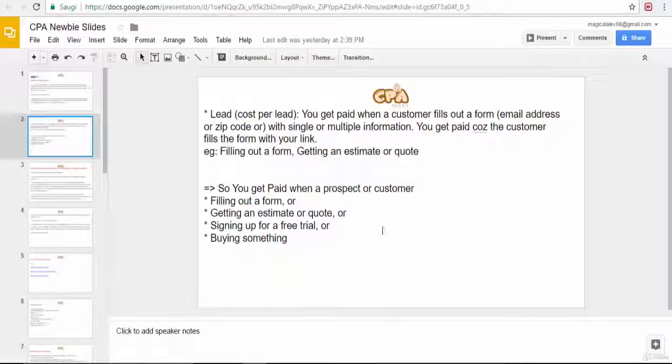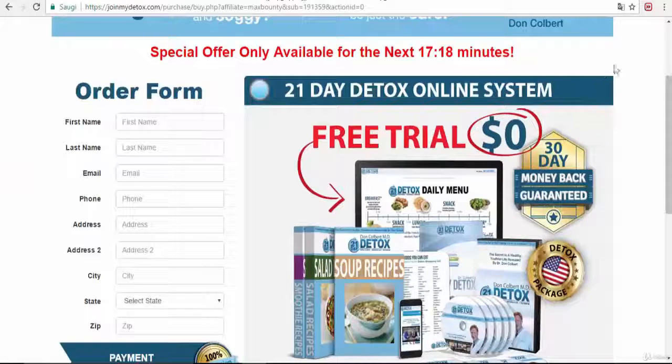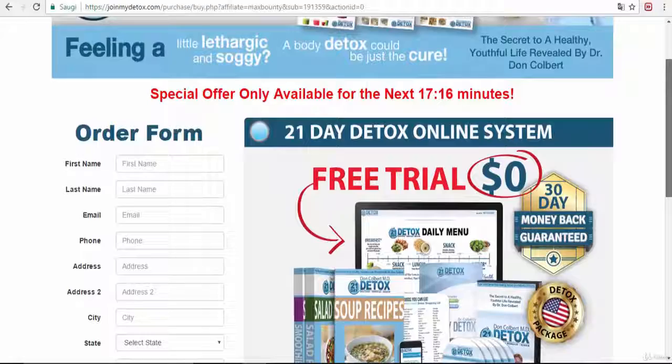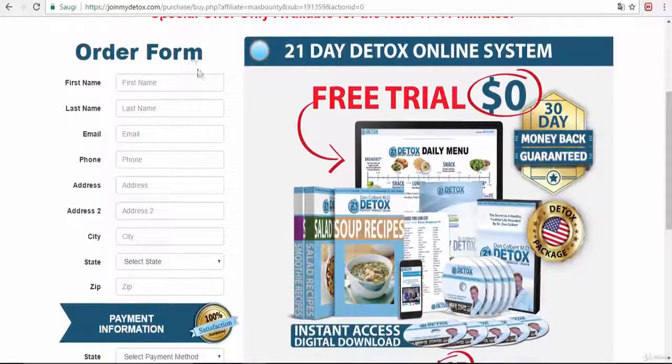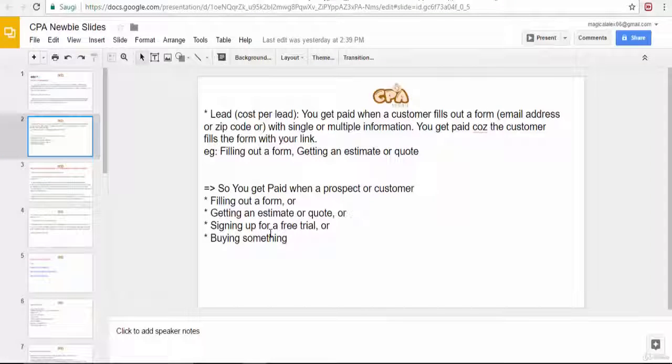So you get paid when a customer either fills out a form, or gets an estimation of a quote, or signs up for a free trial. This is a free trial of a detox recipe. When they sign up for this free trial, you get paid. Or they are buying something, when they are buying a bodybuilding or a slimming product or a visa product. When they do any of this specific action, bam, you get paid. So in short, this is CPA marketing.